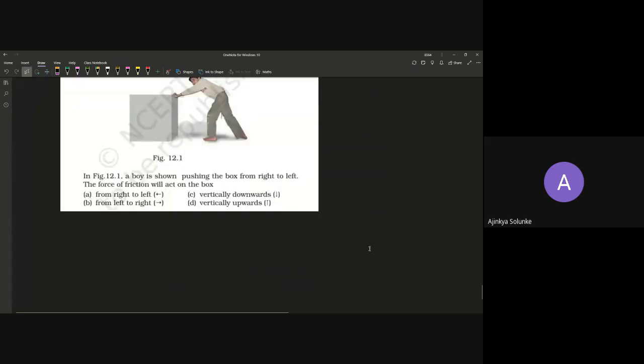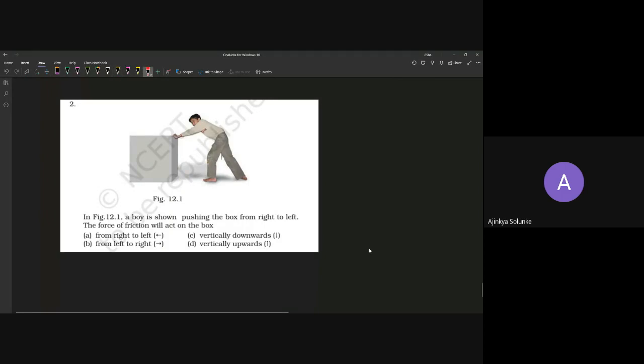A question for you. A boy is shown in the figure pushing the box from right to left. So this particular boy is moving this particular object from right to left. This is right, this is left. They are asking in which direction the force of friction will act on the box. From right to left, vertically downwards, left to right, or vertically upwards. You have four options.